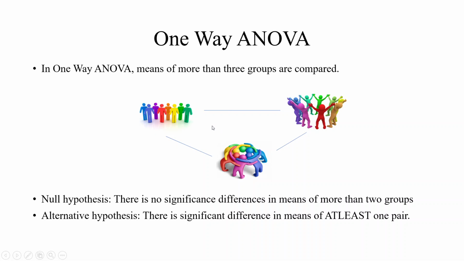How many pairs are there? Three pairs are there: 1, 2, 3. And that's the reason we write it this way. There is a significant difference in means of at least one pair.